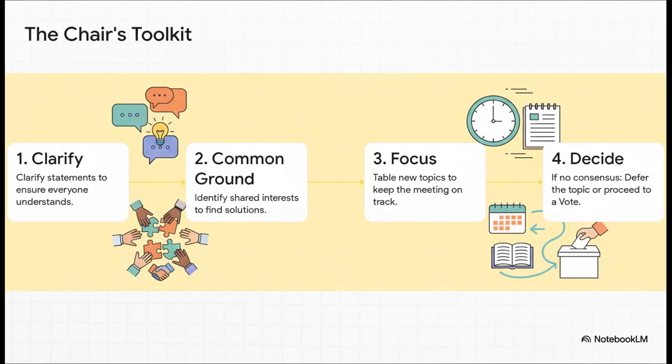The chair has a specific toolkit to guide these discussions. It always starts with making sure everyone truly understands what's being said and then trying to find that common ground. Now, step 3 is absolutely vital for good agenda management. Tabling new topics that pop up to keep the meeting focused on what you plan to discuss. If you still can't find consensus, the choice is clear. Either defer the topic for more information or move to a formal vote.